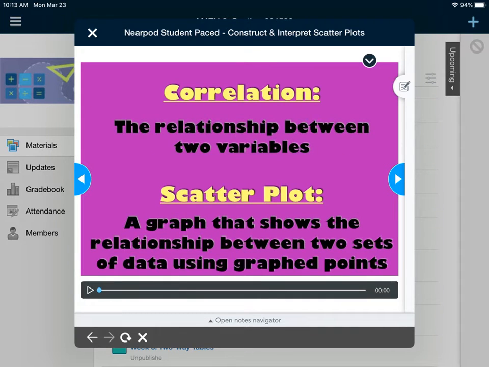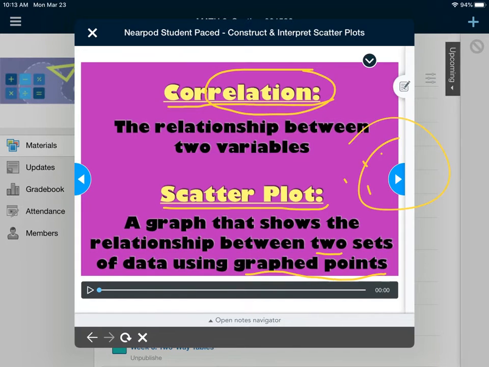A couple of new vocabulary words that we need to know is correlation. Do you see the word relation in there, like a relationship? So correlation is the relationship between 2 variables. And we keep throwing this word around, scatter plot. A scatter plot is a graph that shows the relationship between 2 sets of data using graphed points. You don't connect the points, you just have these points on the graph. Okay, then you would keep moving ahead.